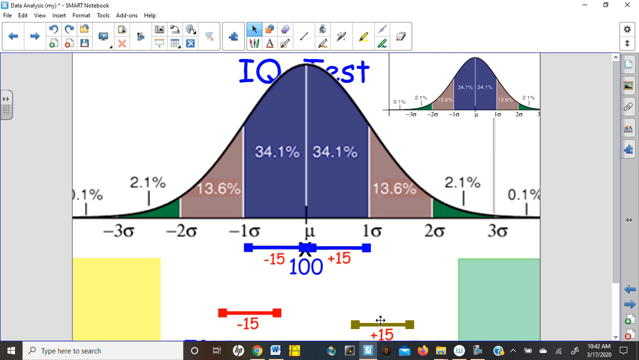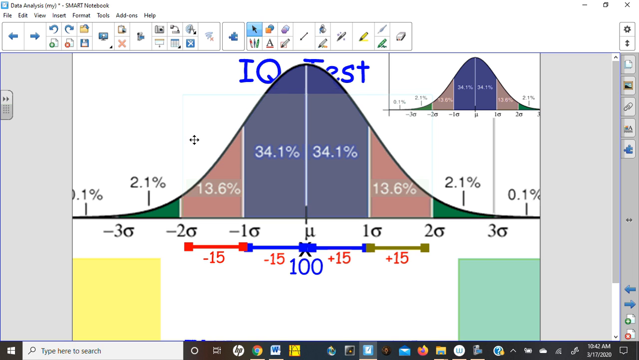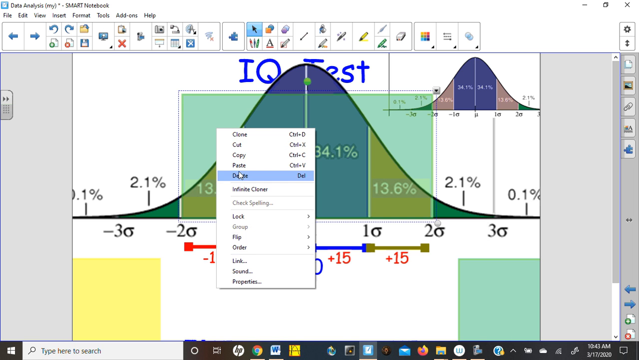Now, if you go out another standard deviation, so now 100 plus 30 is 130, and 100 minus 30 is 70. So now we have 95% of the entire population. So almost the entire population, except for 5%, would have an IQ between 70 and 130. So that's how they use standard deviations.